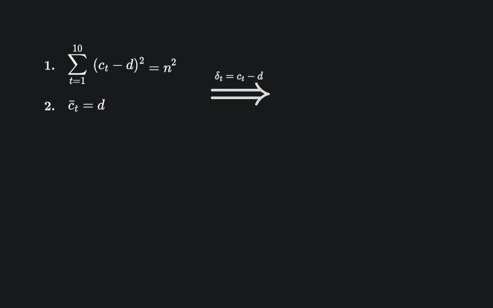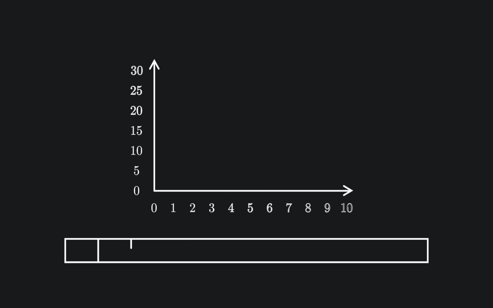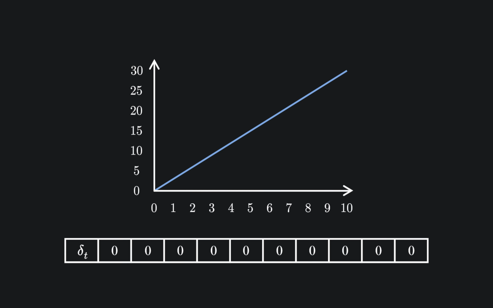Replacing c sub t minus d with the variable delta, we can rewrite this in simpler terms. Using this simplified expression, our new goal is to find some sequence of numbers delta sub t such that 1. The sum of delta sub t squared is n squared, and 2. The delta sub t is summed to 0.